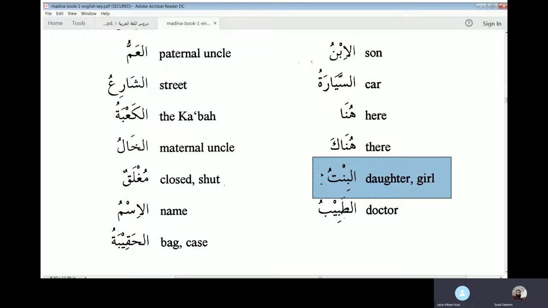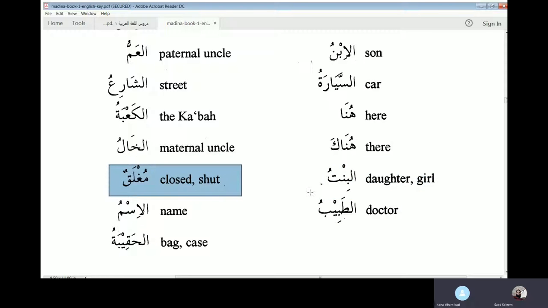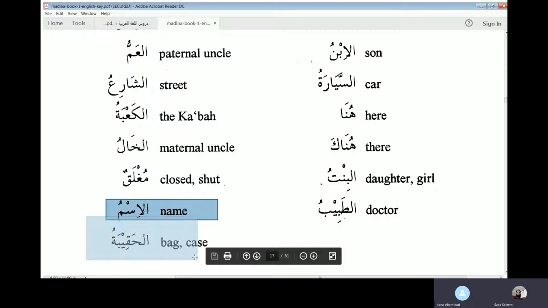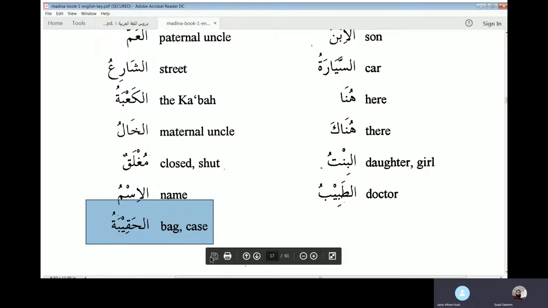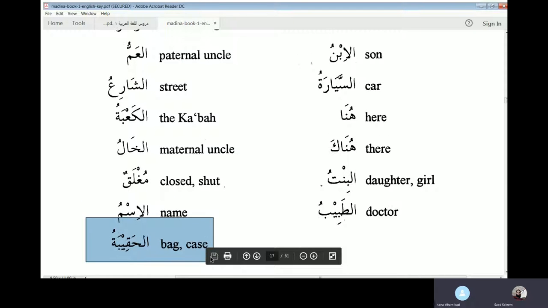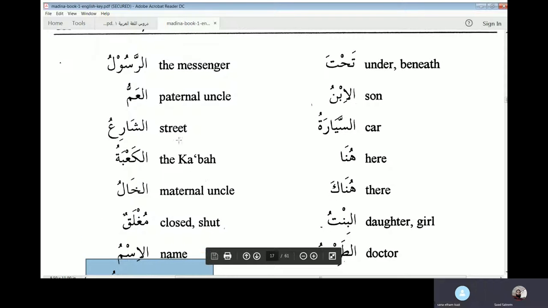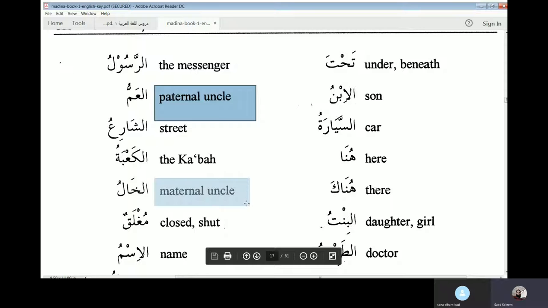Al-Bintu, the daughter. Mughlaqun, closed or shut. At-Tabibu, doctor. Ismu, name. Al-Haqibatu, bag or case. Do you know the difference between paternal uncle and maternal uncle? Yes, Khalu is the mother's brother, which is mama. Al-Ammu is chacha. Okay, Khalu is mamu and Ammu is chachu.